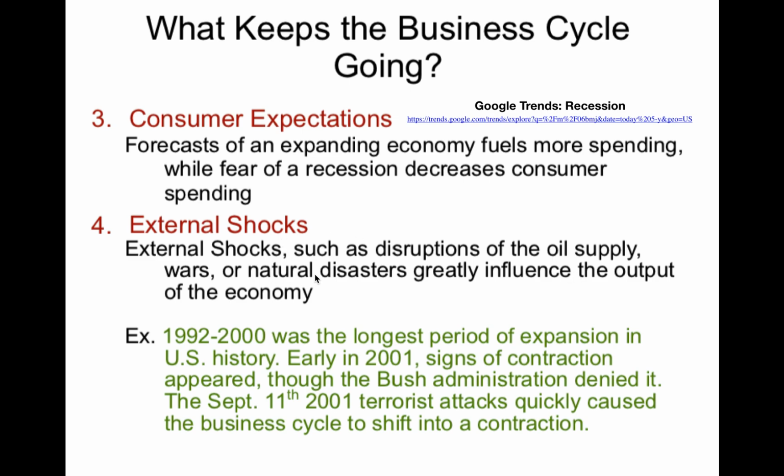We can see this sometimes with natural disasters. If there's been a hurricane, that will shut down the economy and cause the economy to decline. Another example in history is in 2001. From 1992 to 2000, there was this long period of expansion, and then the 9/11 attacks happened. After 9/11, people were afraid and fearful of what was going to happen to the economy, and it was something out of our control that eventually caused the economy to decline and go into a contraction. So these external shocks, if we go into war or we have some kind of virus like the coronavirus, can cause the economy to move into a contraction or a recessionary phase.